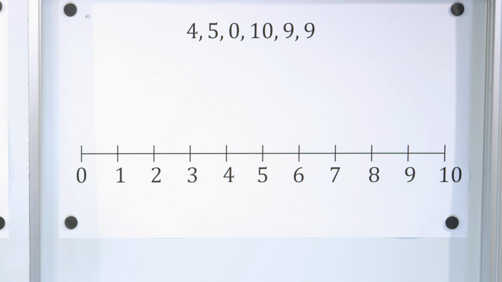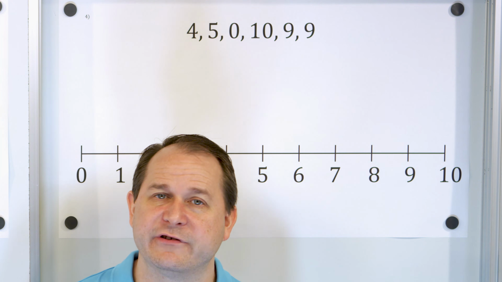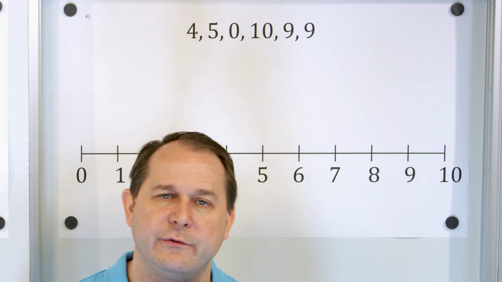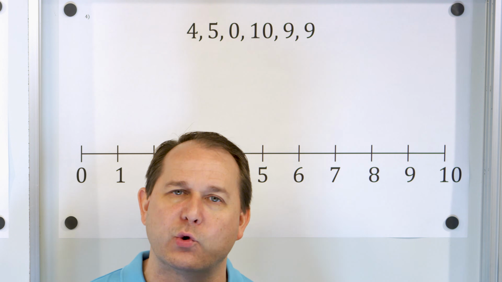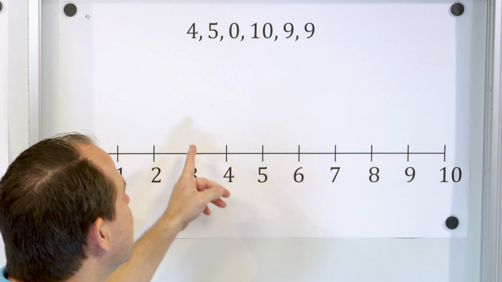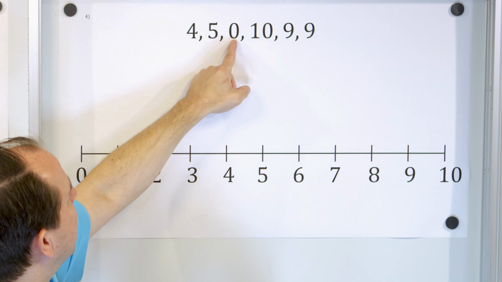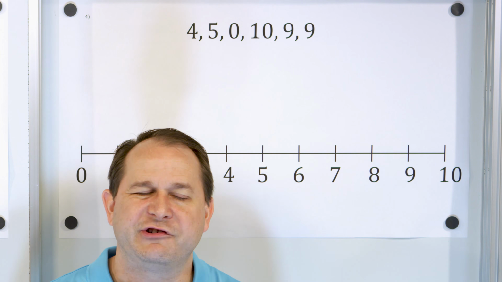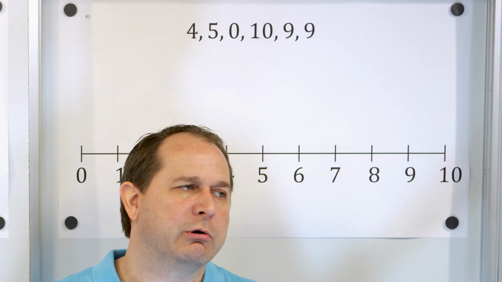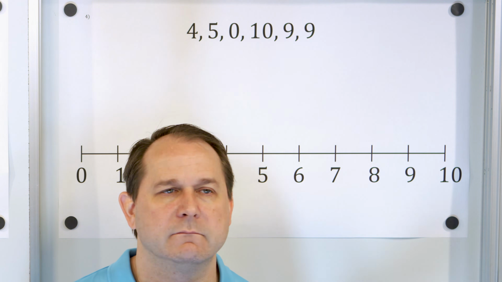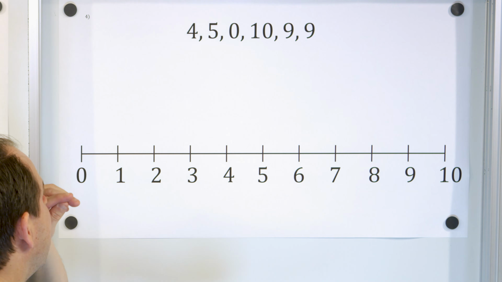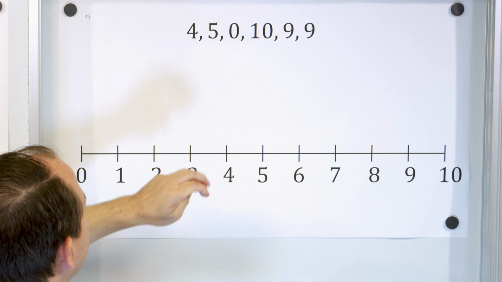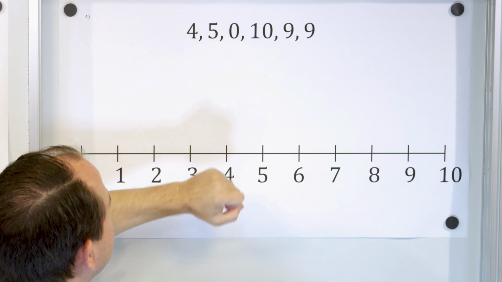All right, let's take a look at this last problem, and I really want you to pay attention to this one because it is different than the other one, so you have to watch this in order to understand how median really works. Here's a data set: 4, 5, 0, 10, 9, 9. Let's say this is the number of donuts a child eats per week, why not? In a certain place. So this child eats 4 donuts in a week.